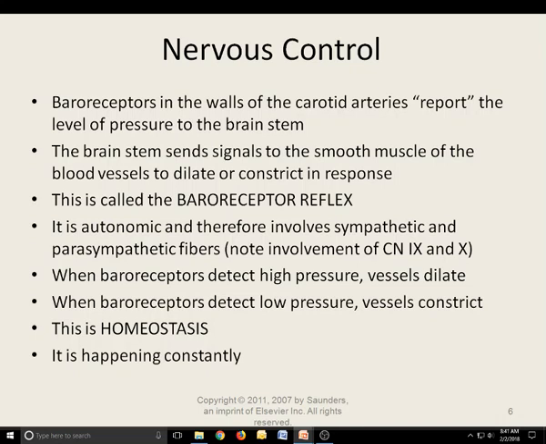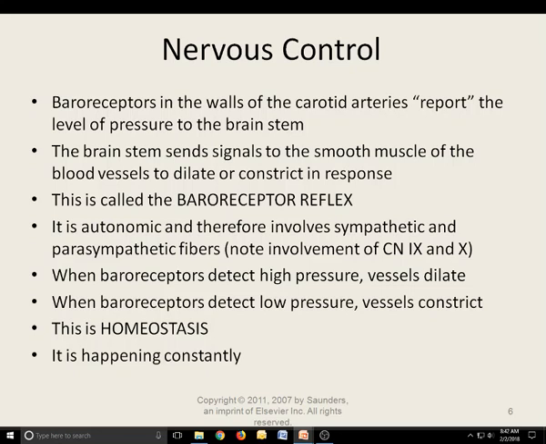So this is nervous control of blood pressure. I believe I've mentioned this before, but we'll go over it again. Baroreceptors. Baro means pressure, like a barometer. It measures pressure. Baroreceptors are pressure receptors in the walls of the carotid arteries. Remember the carotid arteries, they carry blood to the brain, right? Carotid arteries have little baroreceptors in their walls. These are receptors on the dendrites of nerves that are embedded in the carotid arteries.